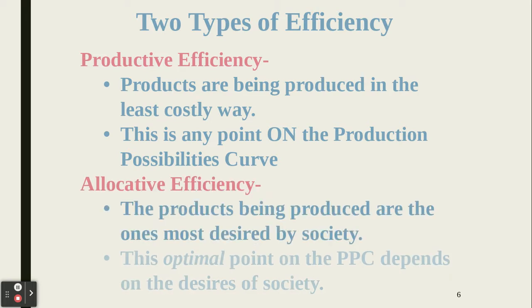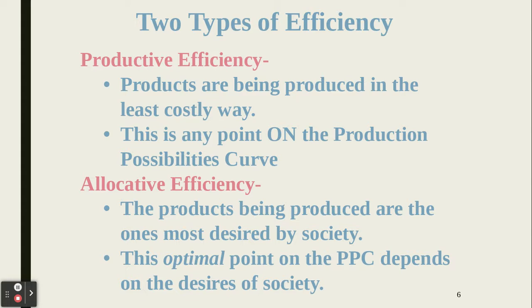The other one is allocative efficiency. This is when products are being produced based on what society wants, not necessarily what is the most efficient way possible, or the quickest way, or the least costly way, because societies are all different and we all have different wants and needs. Just because it's the easiest way to produce something doesn't mean it's what society wants.